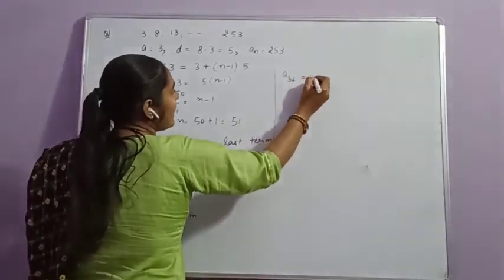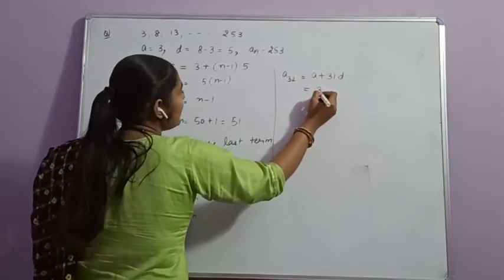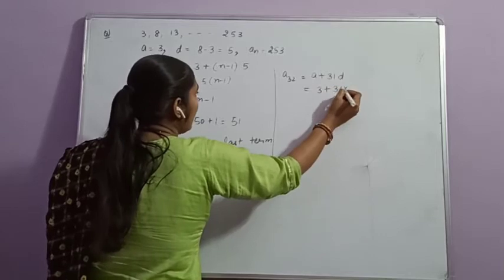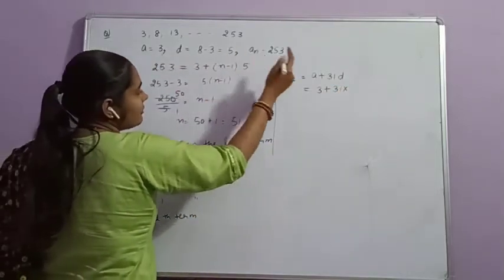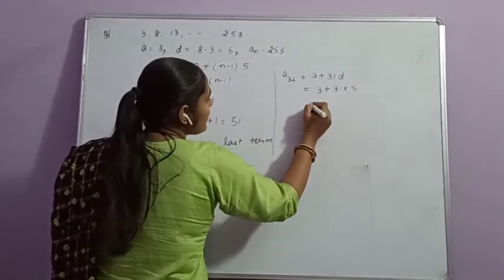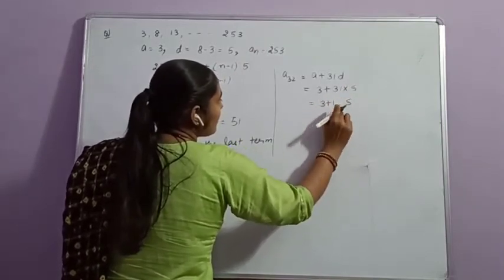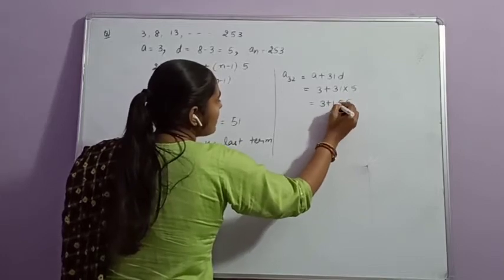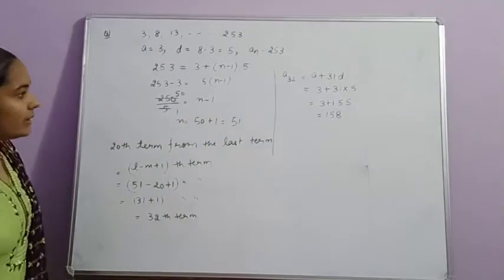And we can find out value of A32. That is equal to A plus 31D. And value of A is 3 plus 31 into value of D is 5. That is equal to 3 plus 155, that is equal to 158. Clear?